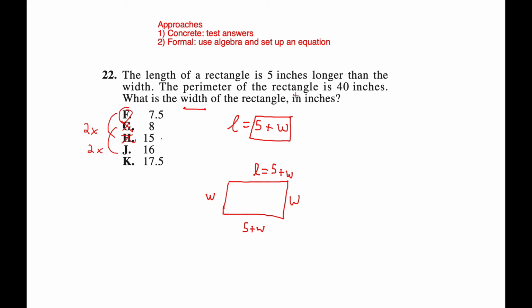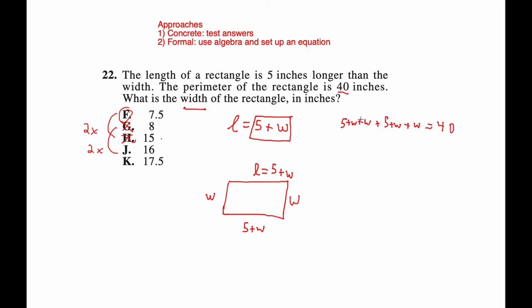And going back to the prompt, we were told that the perimeter is 40, and perimeter is just the sum of all the sides of a shape. So we can make an equation here. We'll just add 5 plus w for this first side, plus the w here, plus the 5 plus w down there, plus the remaining w. And we know that all those sides are going to add up to 40.